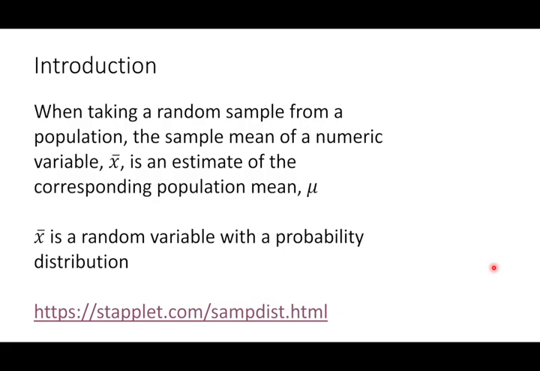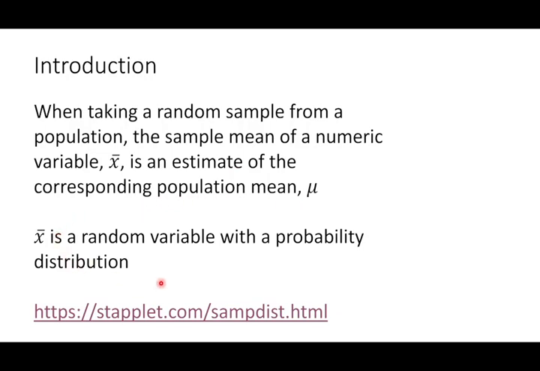Big picture time. In statistics, what we're generally trying to do is identify a population, get a representative sample, get data from the sample, summarize that data, and say something about the population. So we're going to take a random sample and get a sample mean of a numeric variable, which we're going to call x bar. X bar is a relatively reasonable estimate of the corresponding population mean, mu, if the sample is good. The problem, though, is x bar is actually a random variable. It's just an estimate, not the actual value.